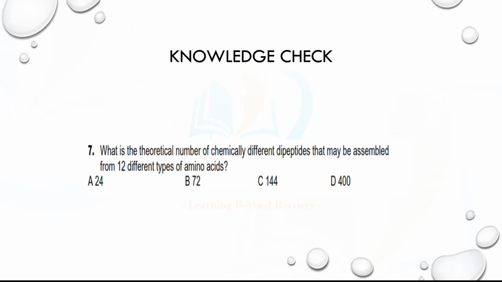All right, let's go and check it out. You see, what we discussed is coming out again. What is the theoretical number of chemically different dipeptides, different possible combinations, that may be assembled from 12 different types of amino acid? So what will be the answer? 12 different amino acids. Calculate it. If you don't know how to calculate it, you can go back and see how I explained it.